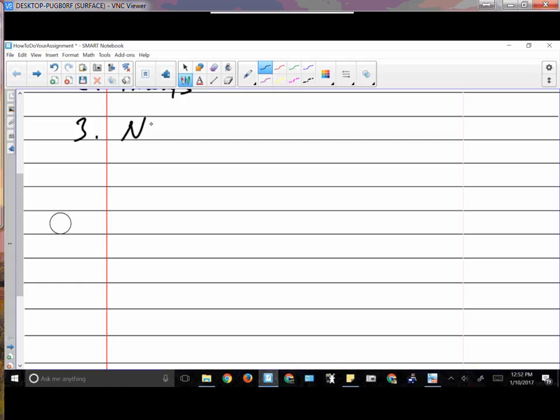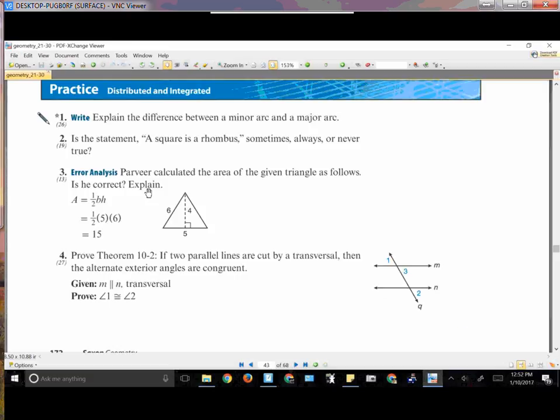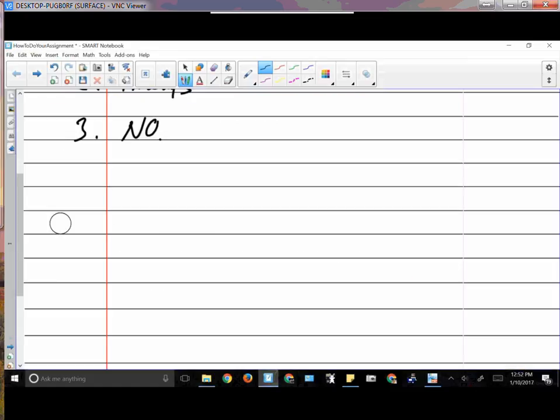No. Now, many of you forget the rest of it. It has this wonderful little thing that says, explain. If you do not do the explanation, the problem is wrong because you have not answered what it is asking you. So, why? Okay. So, you could say 4 is the height, not 6. So, you've given the information provided.